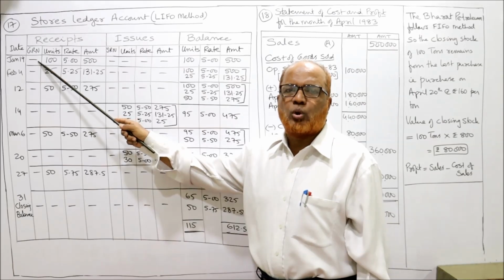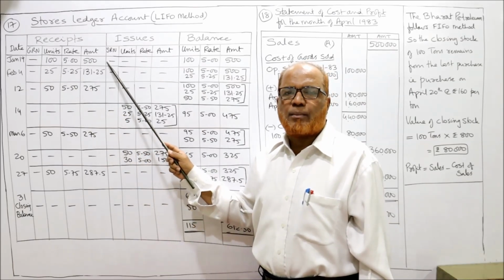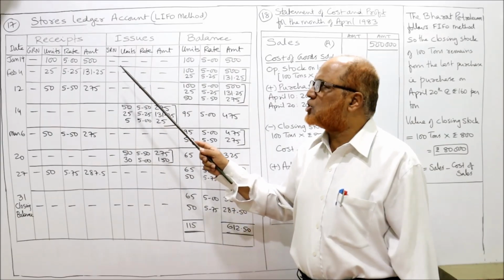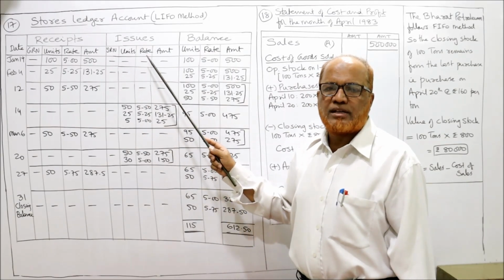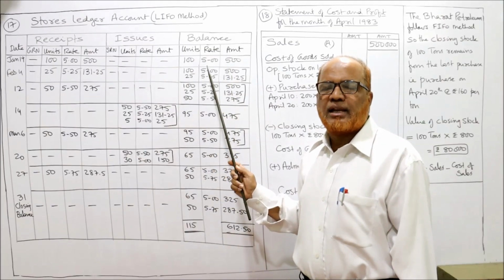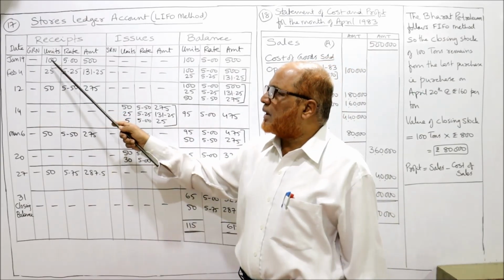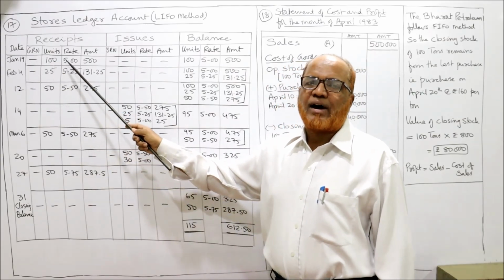GRN, goods received note number. Then units, rate, amount. Similarly, issues: SRN, stores requisition note number. Then units, rate, amount. In balance, only 3 columns: units, rate, amount. Now you can see January 19, there is purchase of 100 units at 5 rupees each.